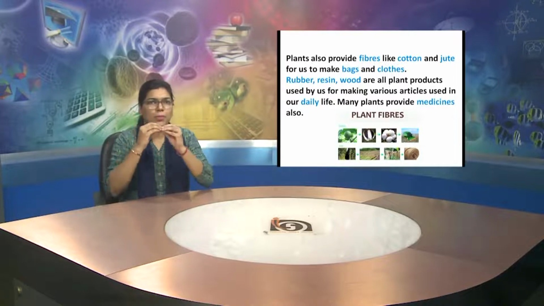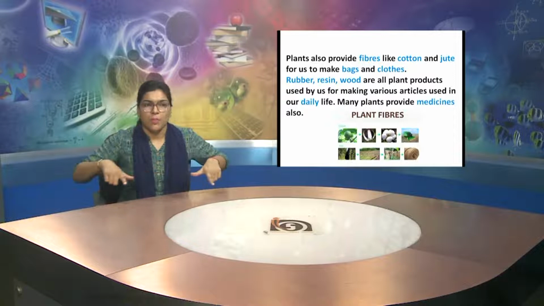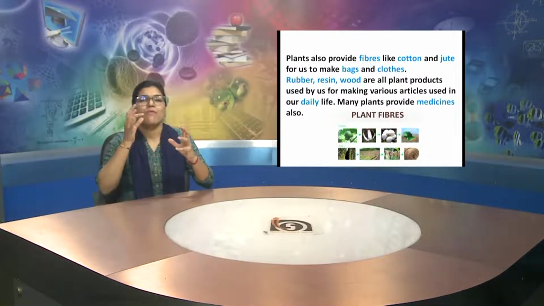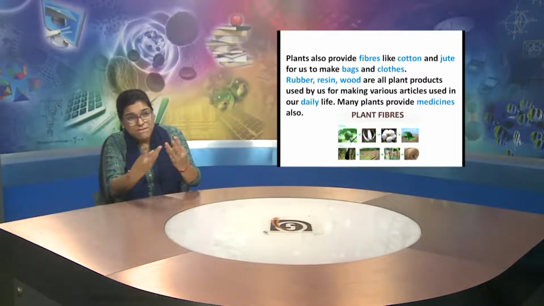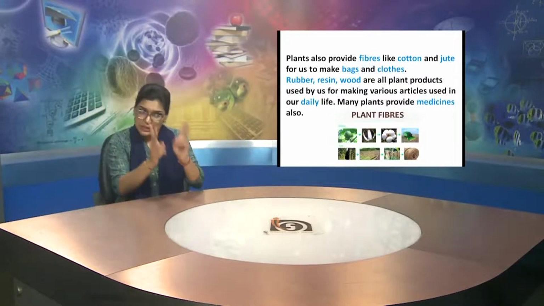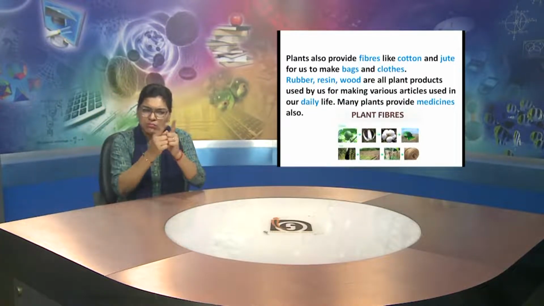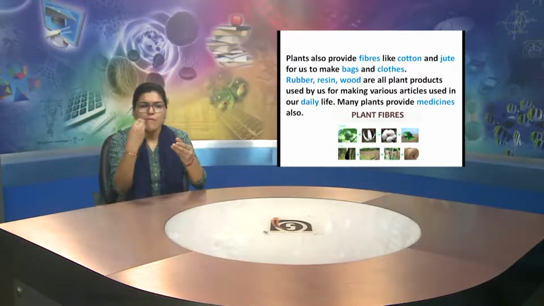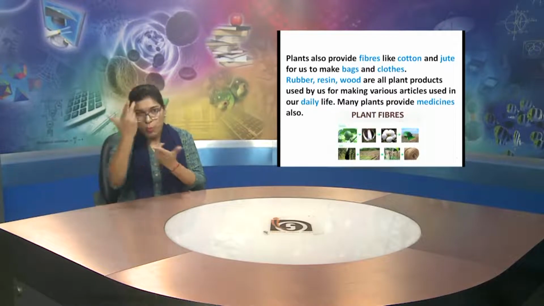And there are many plants which provide us natural fibers like cotton and jute, which we use for making bags and clothes. And also rubber, resin, woods. These are some plant products which are used for making different articles used in our daily life.